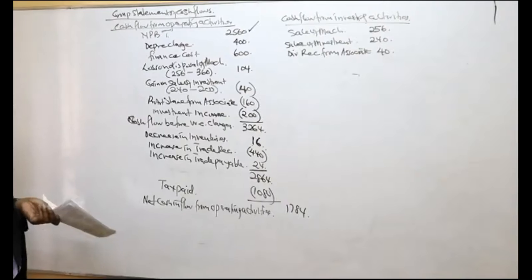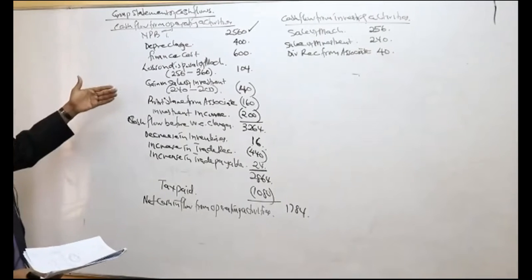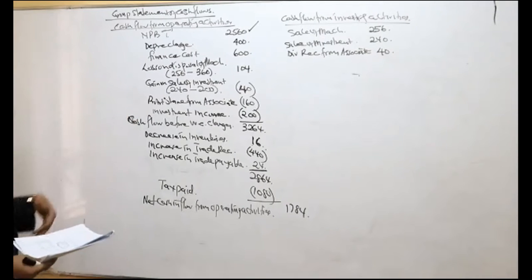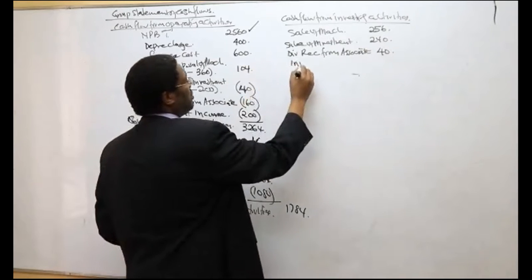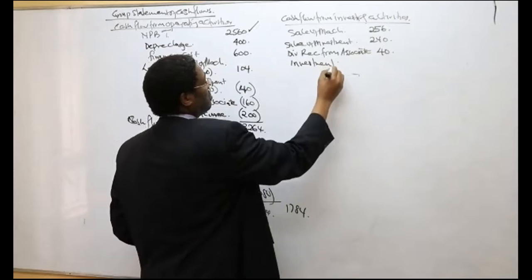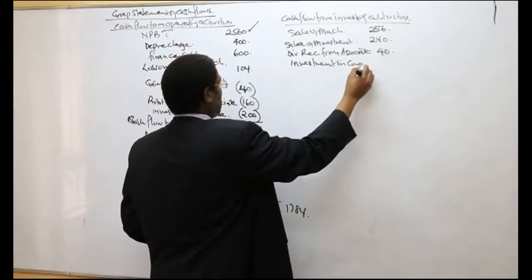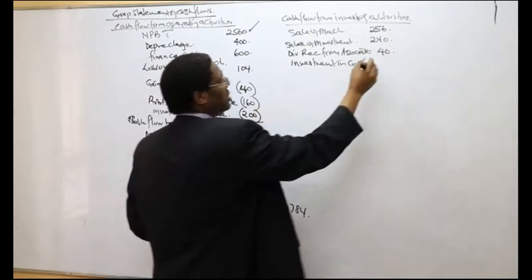Then from there, we now come to investment income. Don't forget, we said investment income is an investing activity. So we come and bring it to where it belongs, investment income, and the amount was 200 million.